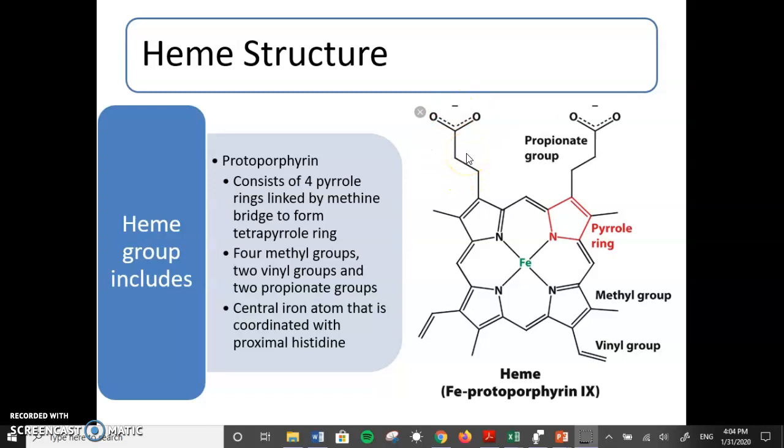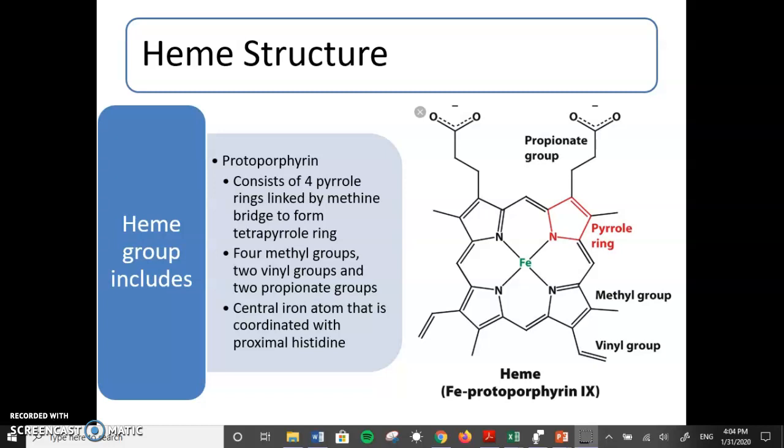Then we find the key player in oxygen binding, which is the central iron atom. This central iron atom is responsible for oxygen binding. And it's important to understand structurally what is happening with this iron atom. So let's say that it's a 3D molecule, which it is, and the green iron that is facing you or me right now has 2 opposite sides.